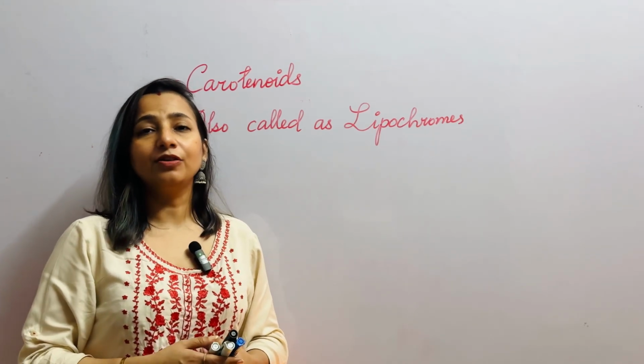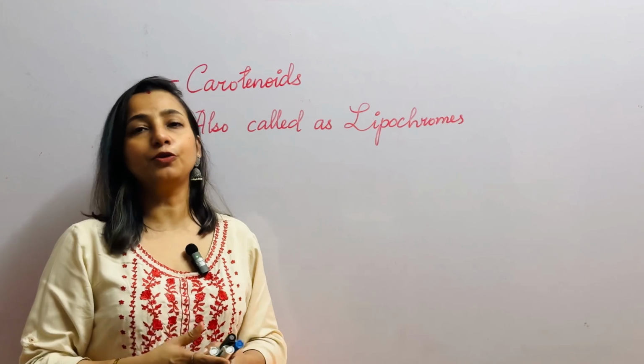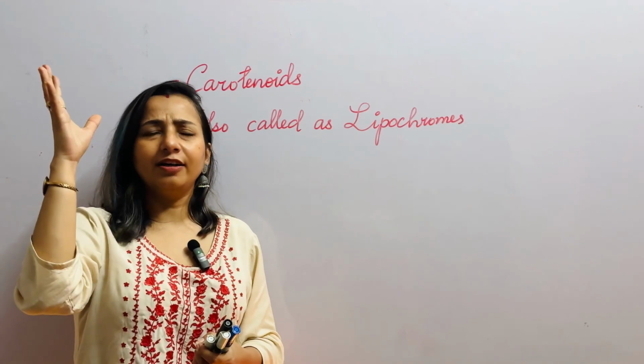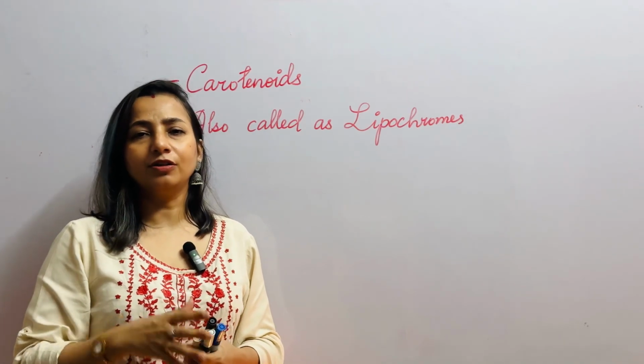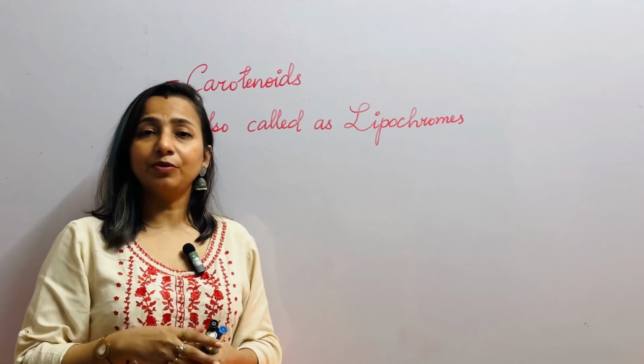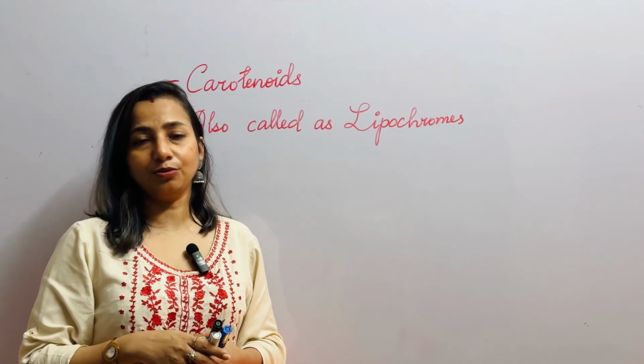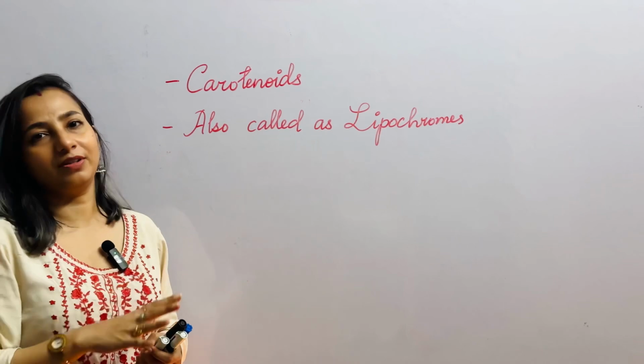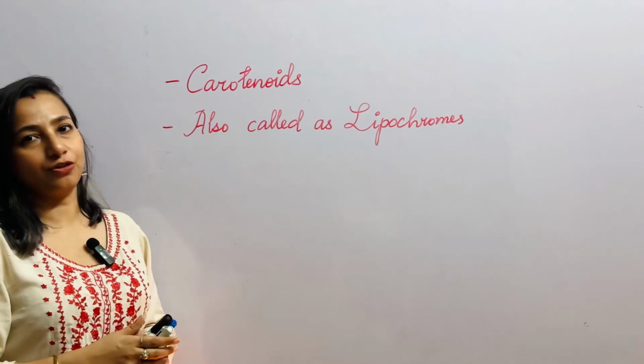Apart from that, they also help in prevention of photooxidation, because when high energy light falls on the pigments, on the chlorophyll apparatus, there can be photooxidation, you know. So they will also prevent that. So that is the role of carotenoid pigments.